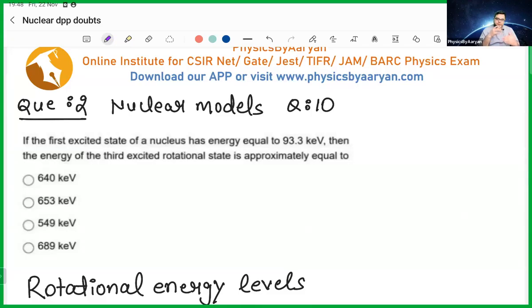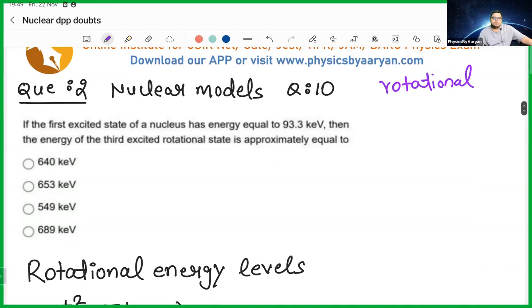So next, problem 2 and problem 3 are from the rotational model of the nucleus. By the way, your next work is also related to this, but let's see this problem first of all. Let's read the problem first. If the first excited state of the nucleus has the energy equal to 93.3 keV, then what is the energy of the third excited rotational state?